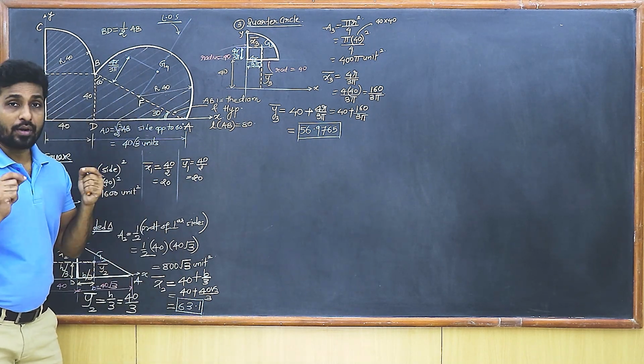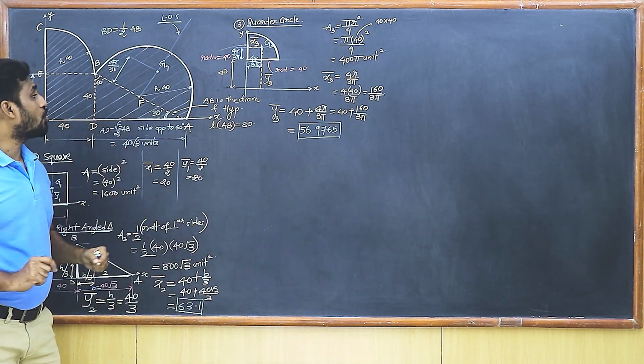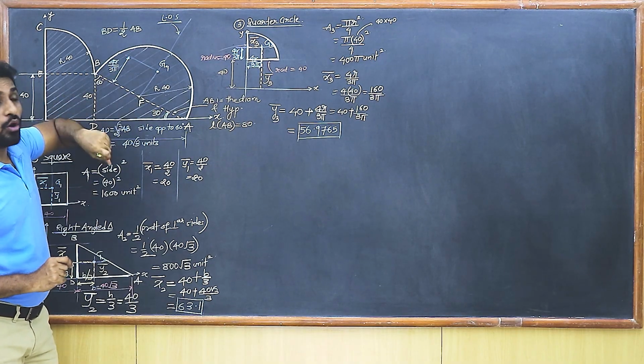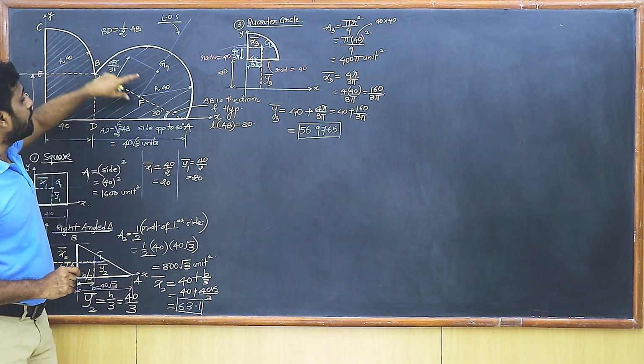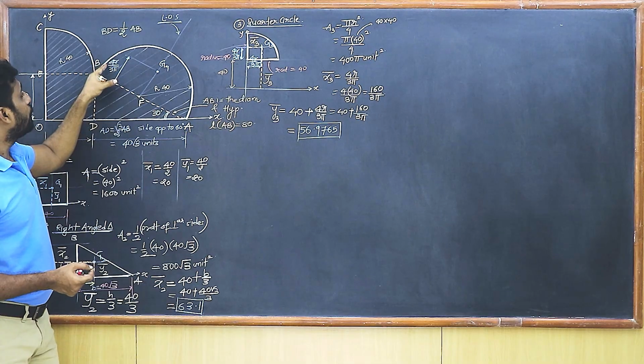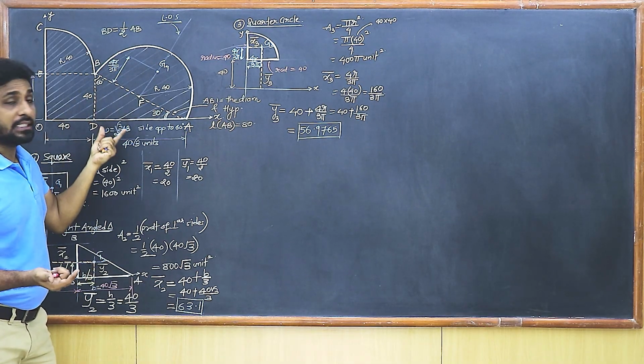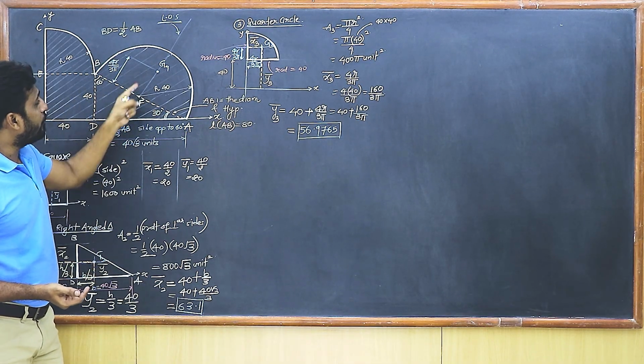You now need to pay proper attention. Your geometry must be very strong now. So this FG4 has what length? It is 4r upon 3 pi. The radius is 40, so 4 into 40 upon 3 pi. So that's 160 upon 3 pi. But that is the length of FG4.